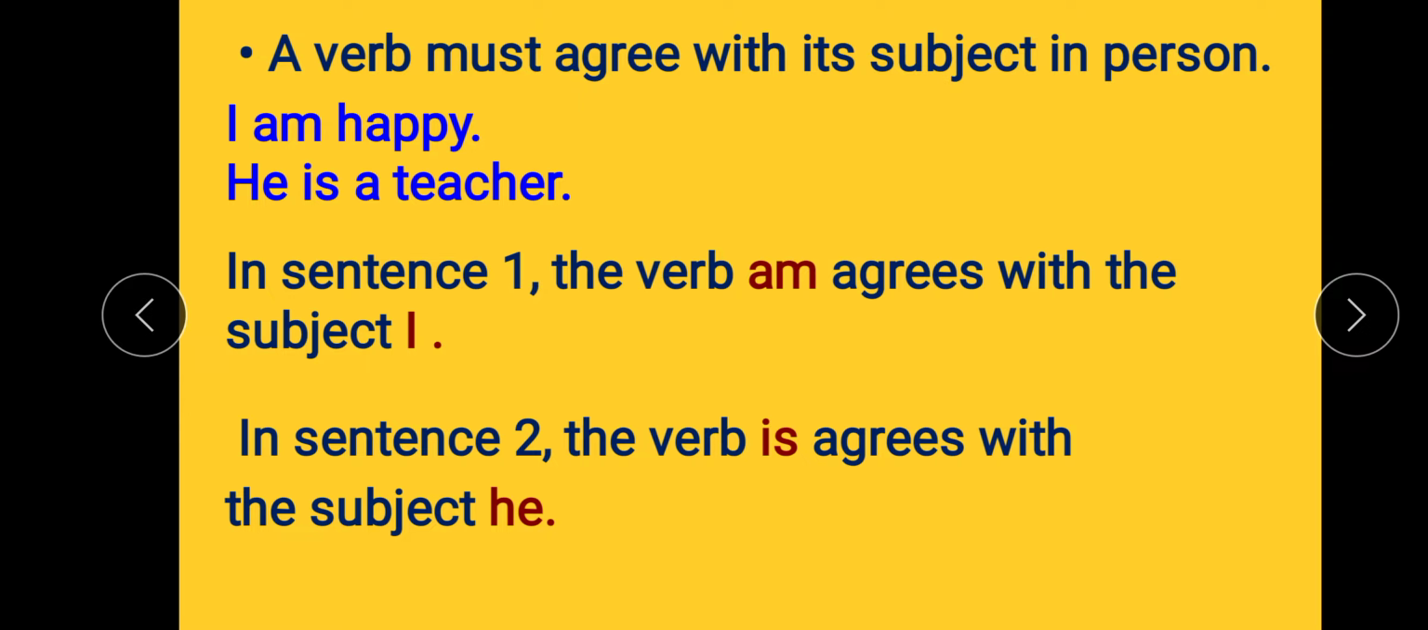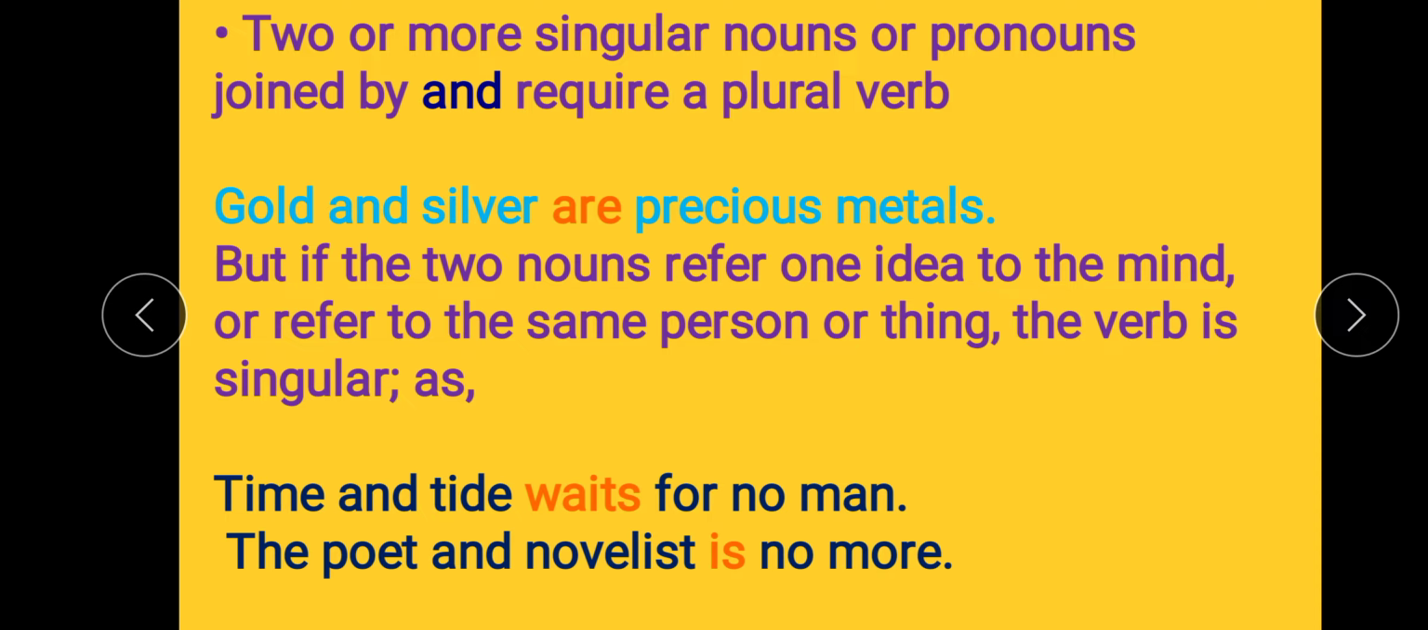sentence 1, the verb am agrees with the subject I. I is the first person. In sentence 2, the verb is agrees with the subject he, which is third person singular. Okay, let us see the next rule.